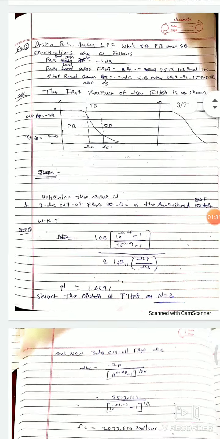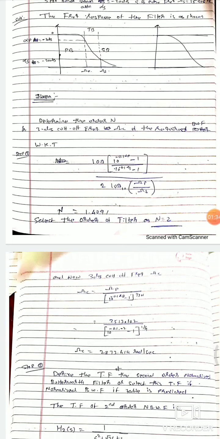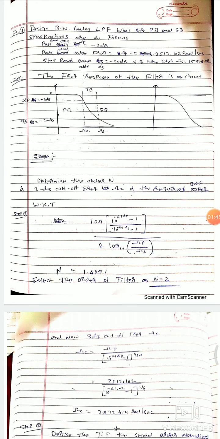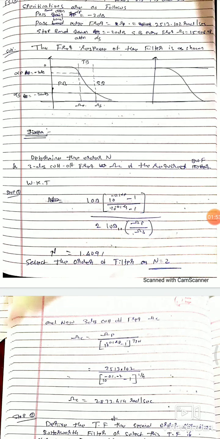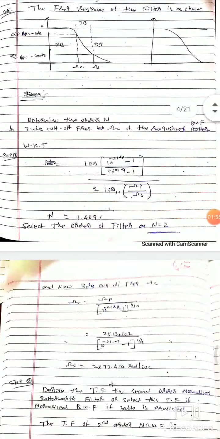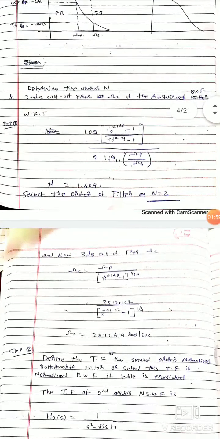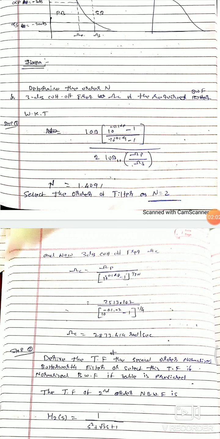Now what is the procedure to design this? Always remember, when specifications are given for a Butterworth filter design, for any kind of filter, maybe low pass, maybe high pass, you know the values of alpha p, alpha s, omega p and omega s. So the first step is always to determine the order, which we denote as n. We also know the 3 dB cutoff frequency omega c of the required Butterworth filter.